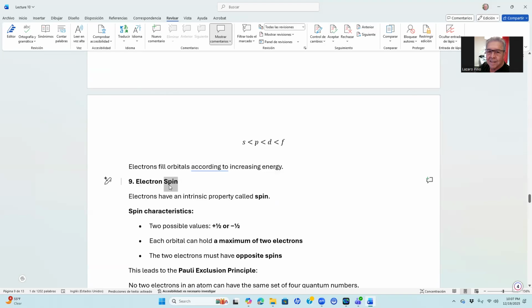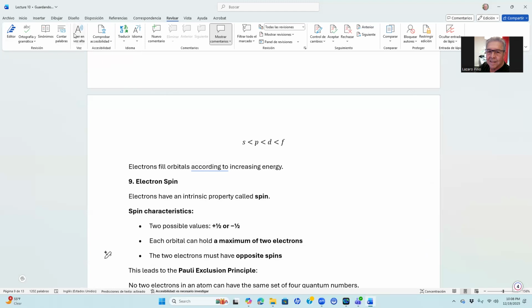Electron spin. Electrons have an intrinsic property called spin. Spin characteristics: two possible values, plus 1/2 or minus 1/2. Each orbital can hold a maximum of 2 electrons. The 2 electrons must have opposite spins.